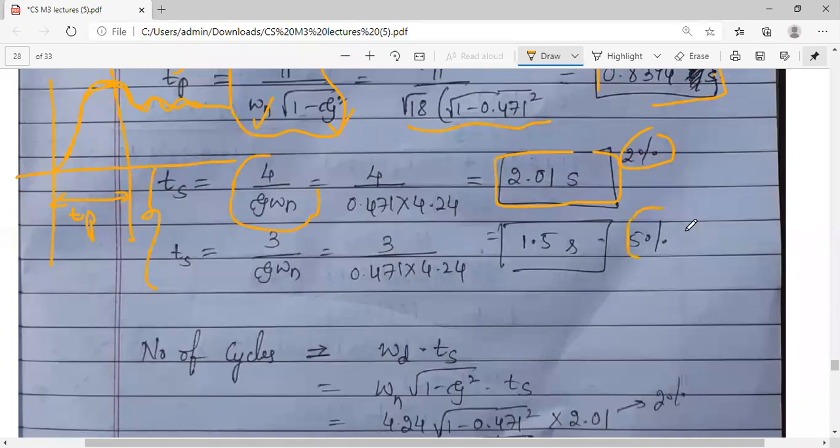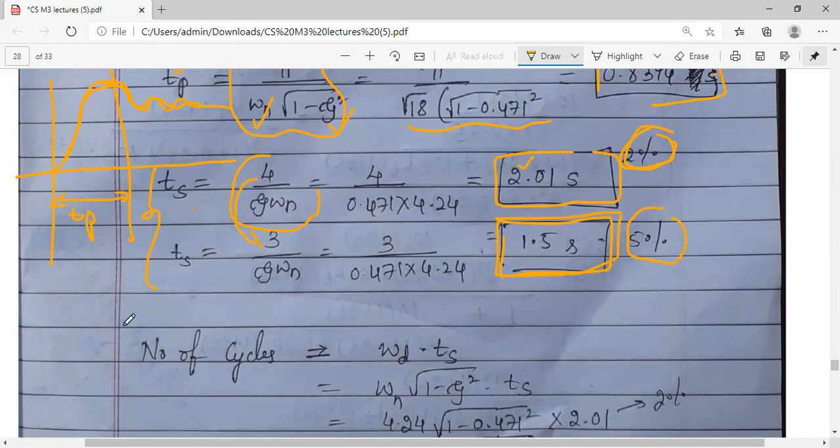If you consider 5%, your formula will change. It is not 4, it is 3. 3 divided by zeta WN. Substitute the values, you will get this. So you can see the settling time: if your tolerance is 2%, the value is 2. If your tolerance is larger, meaning more variations are allowed, then the time is less. The settling time will be less, which is obvious.